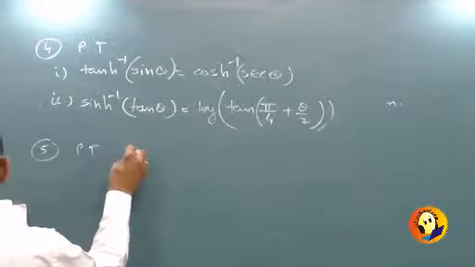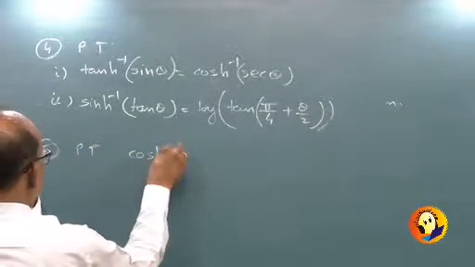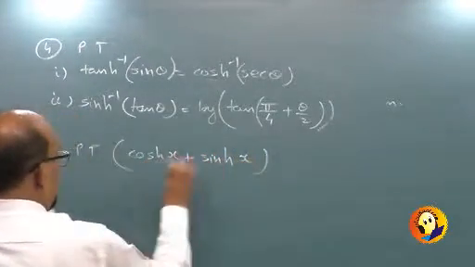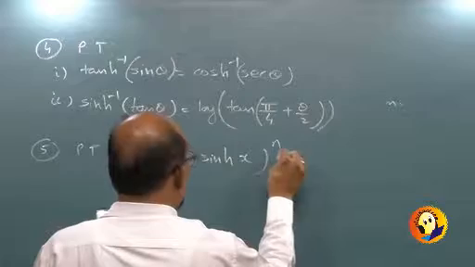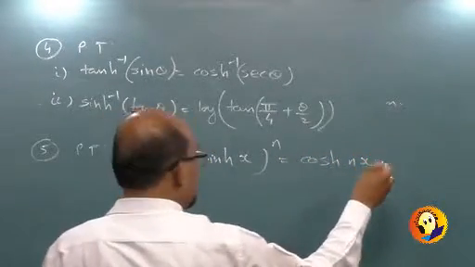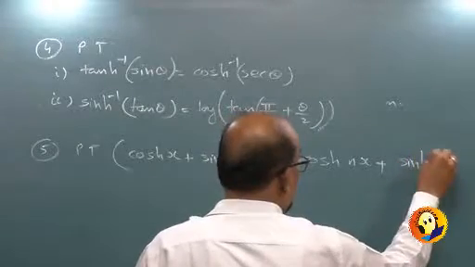Prove that (cos x plus sin x) bracket raised to n equals cos nx plus sin nx.